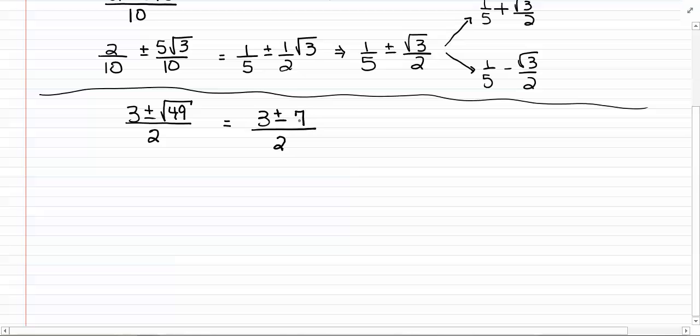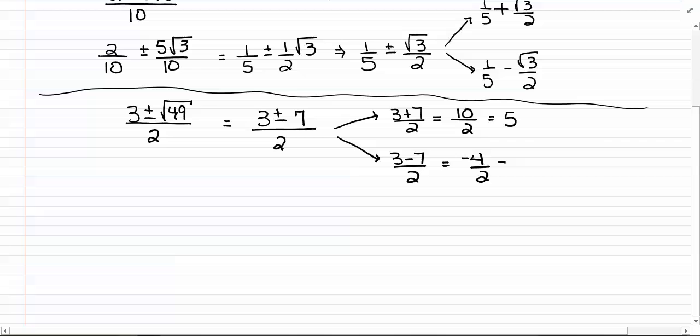Because this isn't under a radical, I can go ahead and simplify this further. Write this as my 2 separate answers. The 3 plus the 7 divided by 2, which is 10 halves, or 5. And then the 3 minus the 7 over the 2. Okay, and then reduce that down.